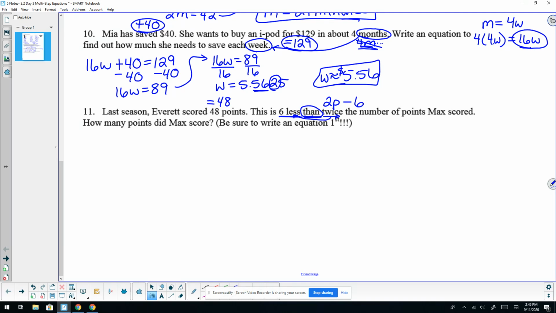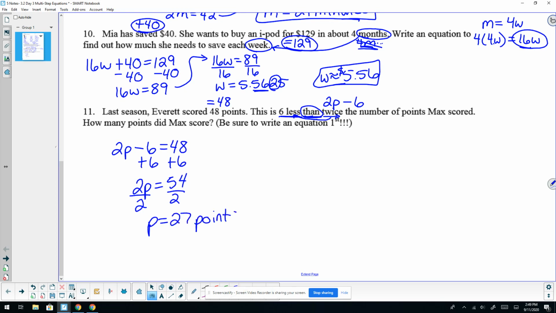Then it asks us how many points did Max score. That's going to be our p in this equation. So I'm going to write down my equation of 2p minus 6, because I always want to start with my variable, equals the 48. I can add 6 to both sides. 2p equals 54. Divide by 2. P equals 27 points.